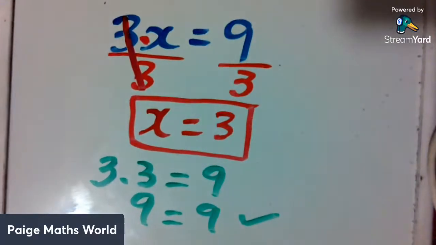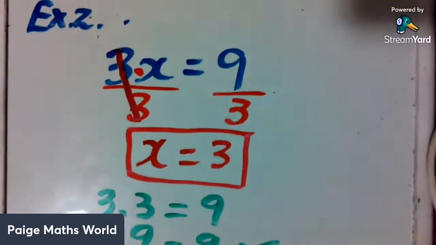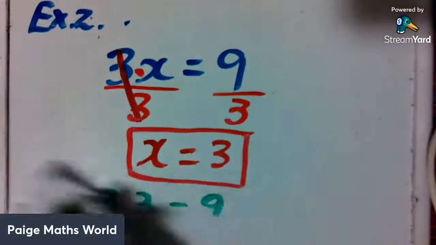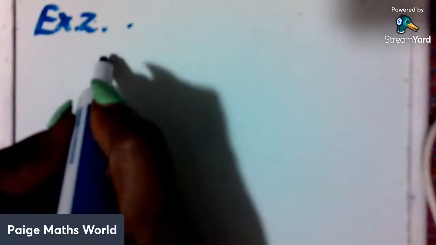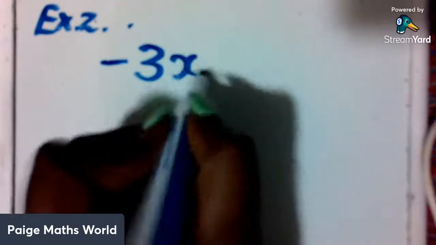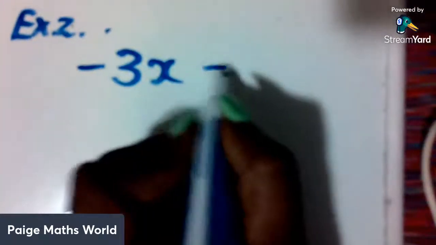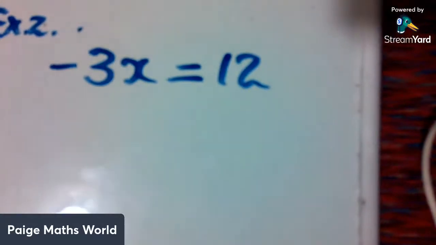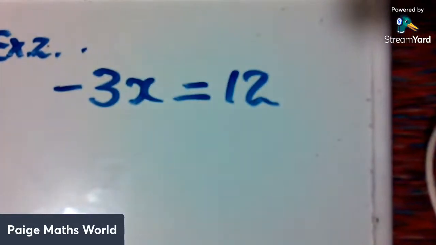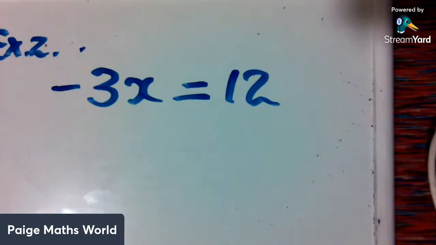Can we step it up another bit? Let us see what you guys are going to do with this one. Negative 3x is equal to 12. Nothing much yet. Negative 3x is equal to 12. What is x?